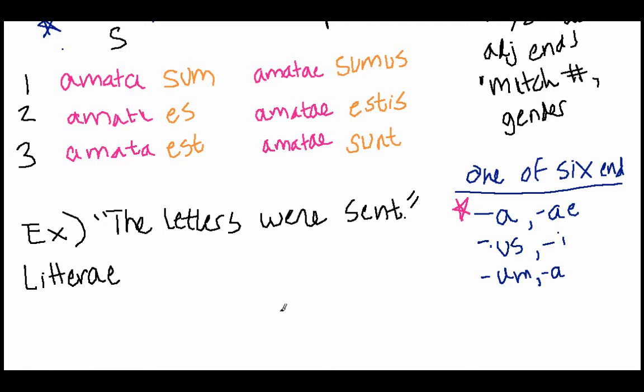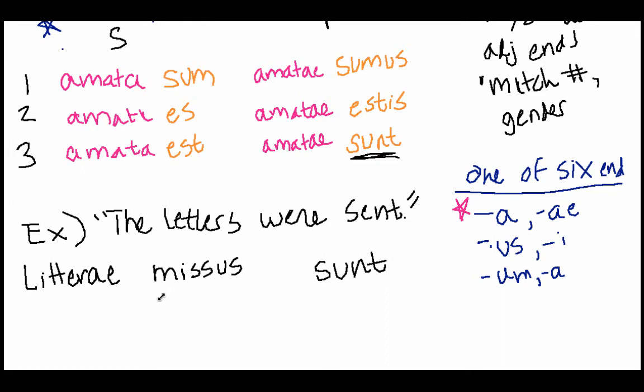And since it is third person plural, you're going to use sunt for your ending, for your form of sum. So you use sunt because it's third person, the letters, and it's plural because letters is plural. So litterae sunt. Now all you need is a fourth principal part of a verb that means send. And we're going to use mitto, mittere, misi, missum, which means to send. And for now I'll just put down the fourth principal part, nothing changed that needs to be changed.